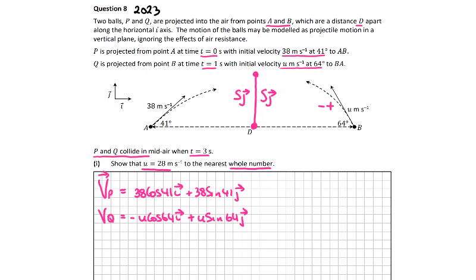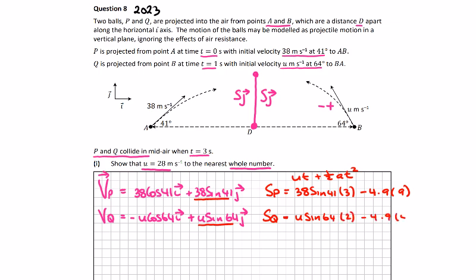So for the displacement to be equal, the displacement of p in the j direction, ut plus a half at squared, is going to be 38 sine 41 by 3, and a half a is minus 4.9 by t squared. Displacement of q will be u sine 64, it's in the air for 2 seconds, minus 4.9 by 4.